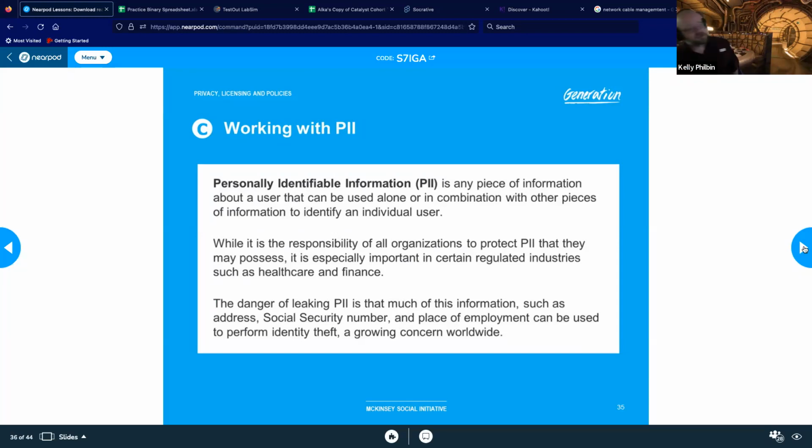All right, working with PII, or personally identifiable information. This is any piece of information that can be used to identify a specific person. This can be a name and an address. This could be phone numbers. This could be social security numbers, email addresses. So when we're dealing with PII, it is the responsibility of our organization to protect it.